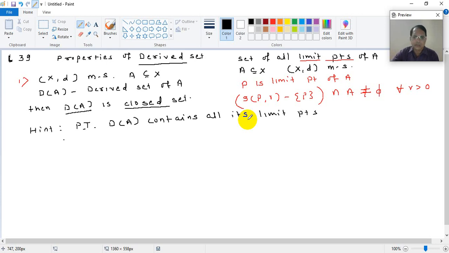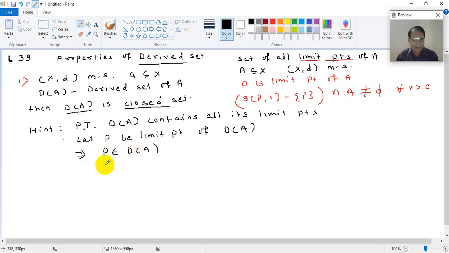First you assume that, इथे मी असं अश्यूम करणार, DA contains all its limit points. So I will start with this. Let P belonging to P be the limit point of DA. P be limit point of D of A. Okay, and develop these things and prove that this implies we should finally do P belongs to D of A.